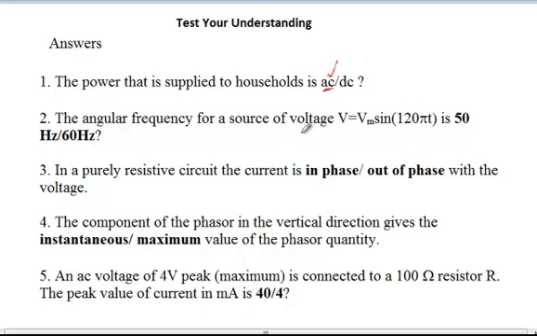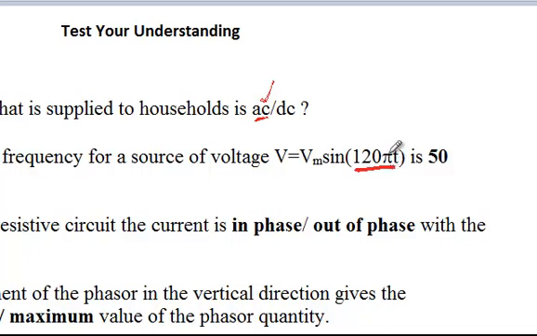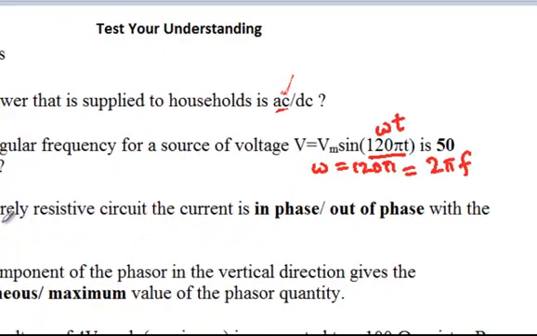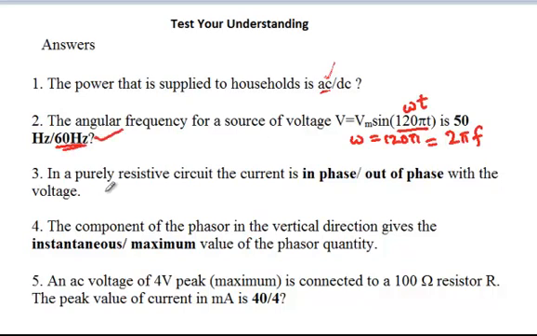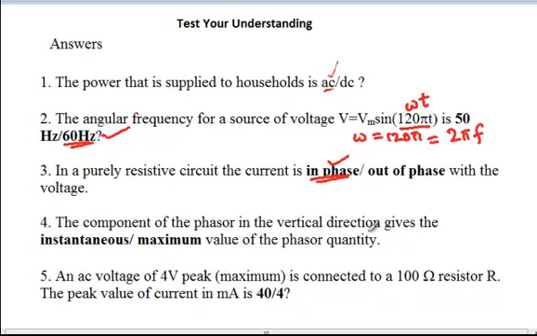Moving on to the second question, the voltage is Vm sin omega t. So this factor over here is omega t, which gives us omega equals 120 pi, and so this works out to be 60 Hertz. In a purely resistive circuit, the current is definitely in phase with the voltage. The component of the phasor in the vertical direction gives you the instantaneous value. So the correct answer is instantaneous.